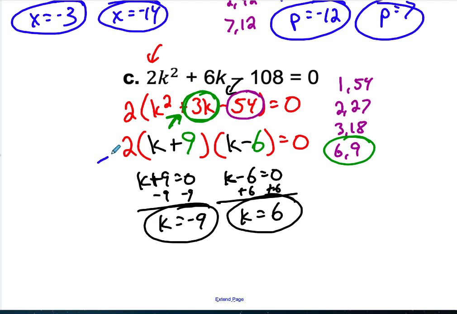When we solve it, we don't need to do anything with the 2, because the 2 is just going to get multiplied times these terms. So as long as I turn one of those terms into a 0, even multiplying by 2, I'm still going to get 0 for an answer.